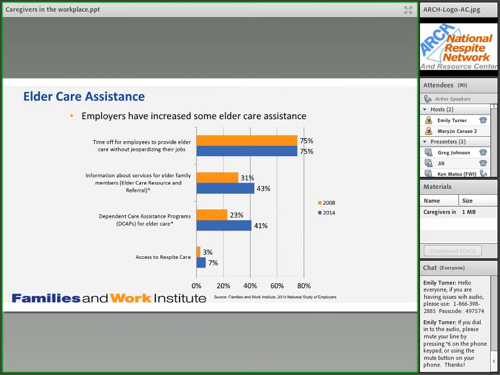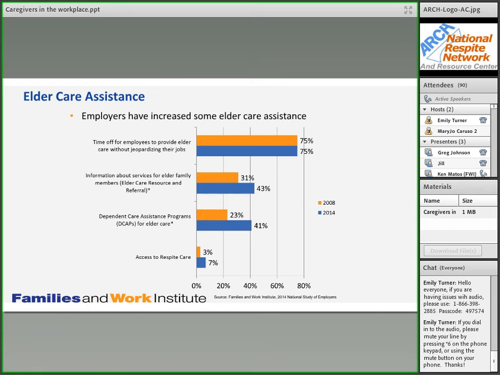We also see a greater investment in the provision of elder care resource and referral information, which seems good since a number of you in the poll mentioned that you were making use of relationships with employers by providing information. So that seems to be an area of growing investment.